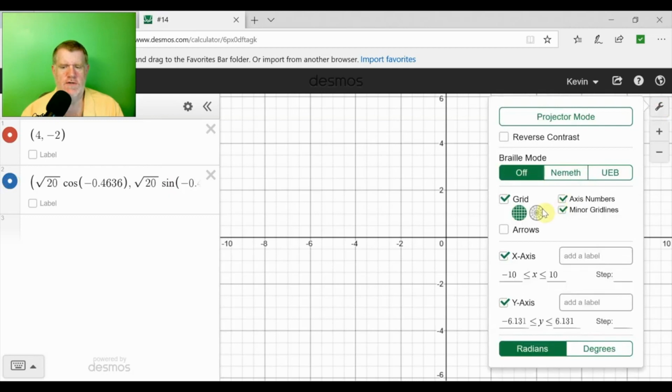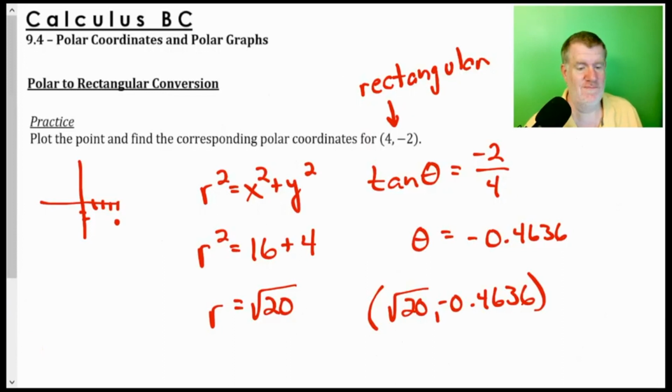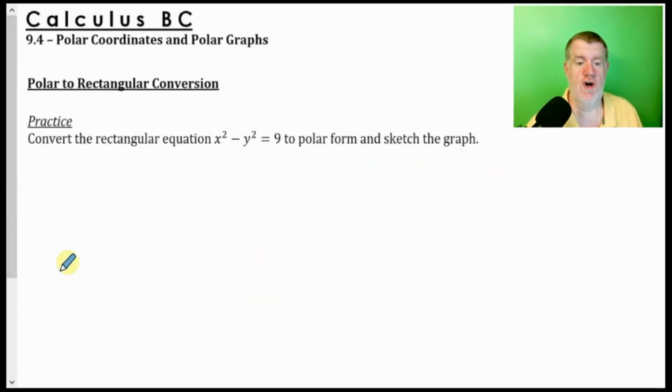We'll take a look at it in the polar coordinates. And square root of 20 is a little bit above 4. And so the radius is outside of 4. And the angle, which was -0.4636, is negative from the x-axis. There we go. Seem okay? All right, let's move on.